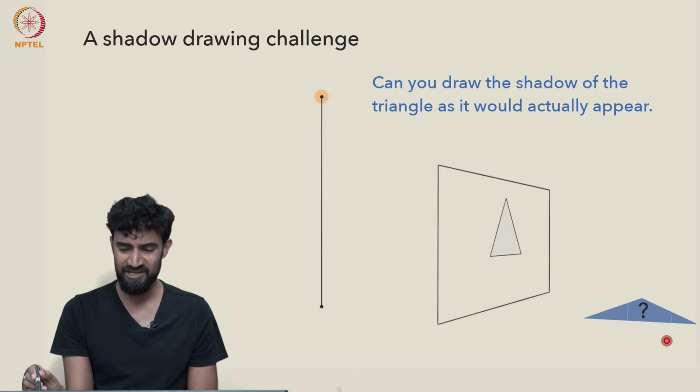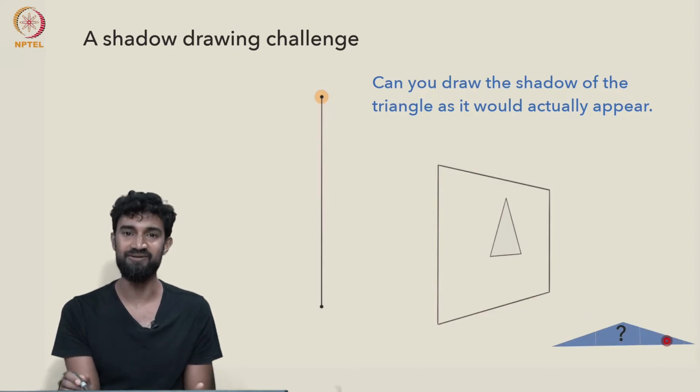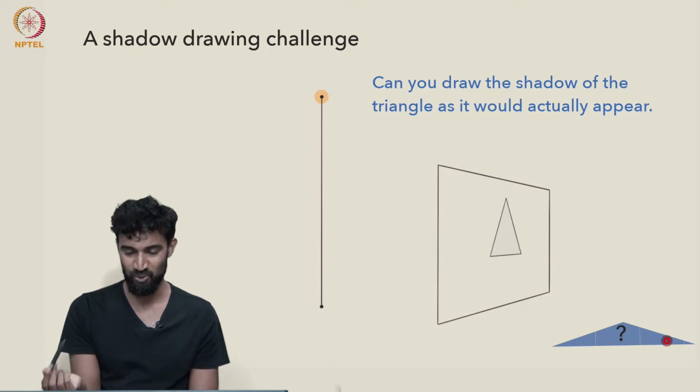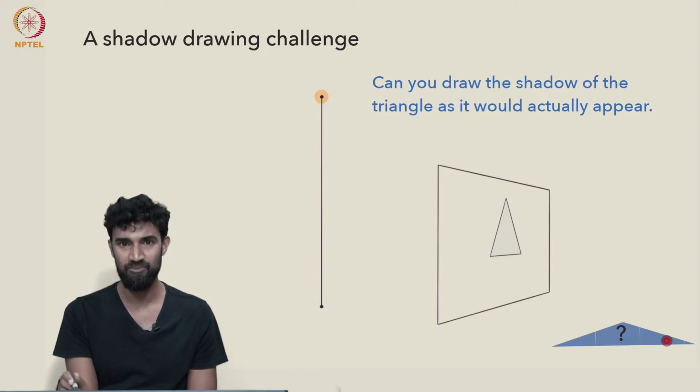It could literally be in any location. There's millions of ways to draw it, and only one way is correct. So what is the correct location or way of drawing this shadow triangle?